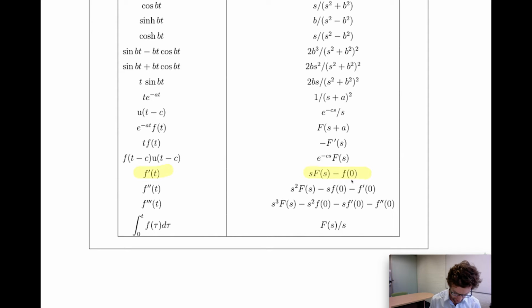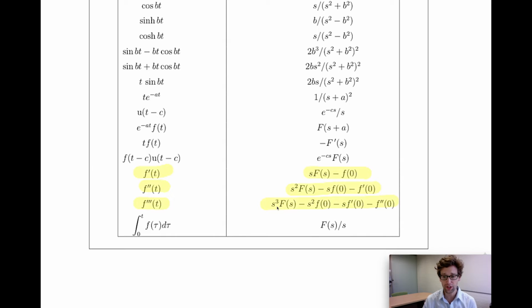And we have the corresponding expression for f double prime and f triple prime, that is the second and third derivatives with respect to t. Now you can see that in each of these cases, a derivative with respect to t turns into multiplication by s in the Laplace transform. So 2 derivatives give me 2 multiplications by s, and 3 derivatives give me 3 multiplications by s.